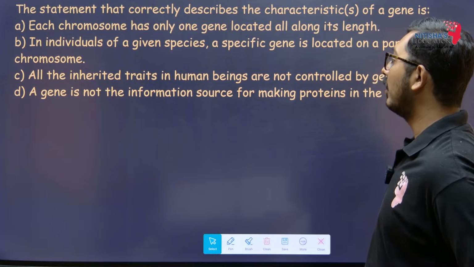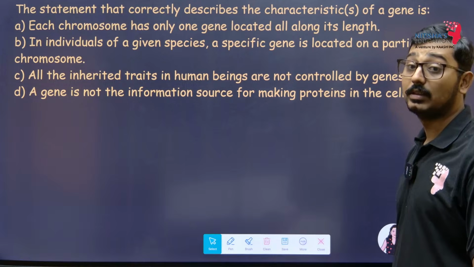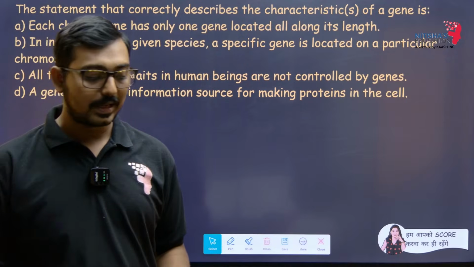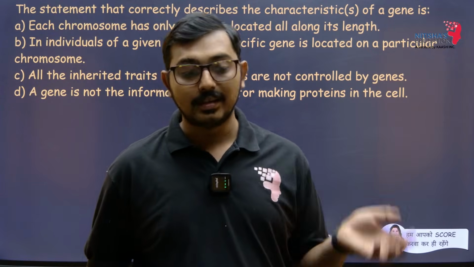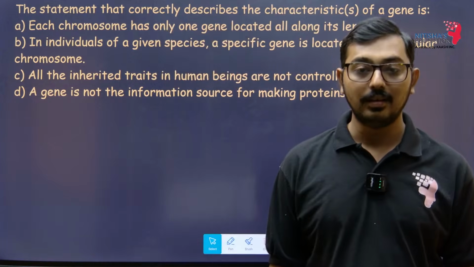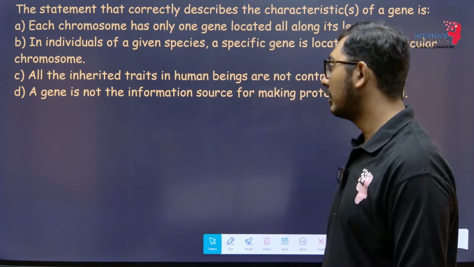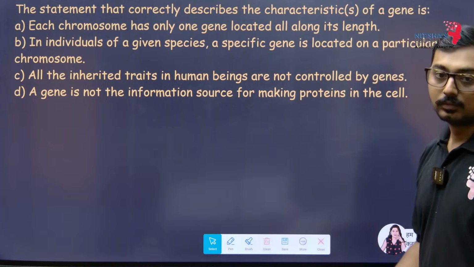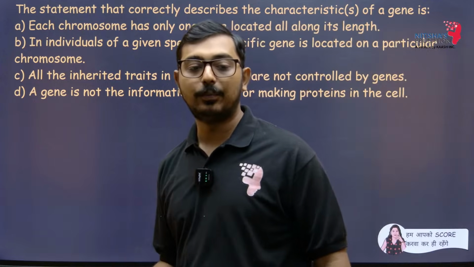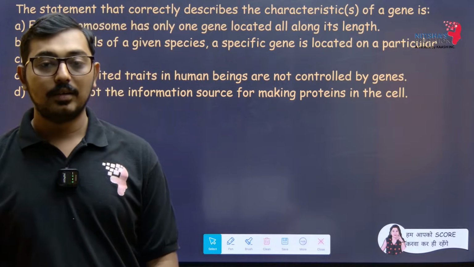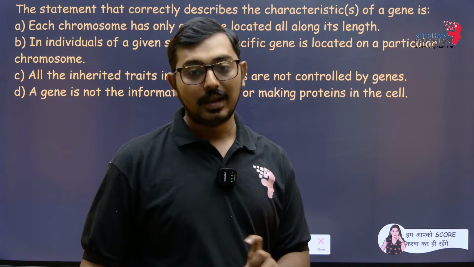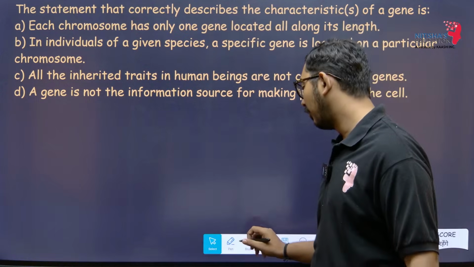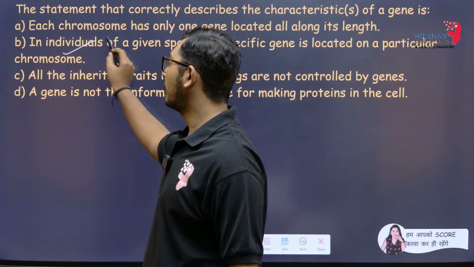All the inherited traits in human beings are not controlled by genes. Inheritance is because of genes. As genes are present, the characteristics are ingrained in those genes and are inherited by future generations. So that is the wrong statement. A gene is not the information source for making proteins in the cell. With the help of genes only, the proteins are constructed in a form where the characteristics are identical to the other cells. So the fourth option is also wrong. The only correct option was B.